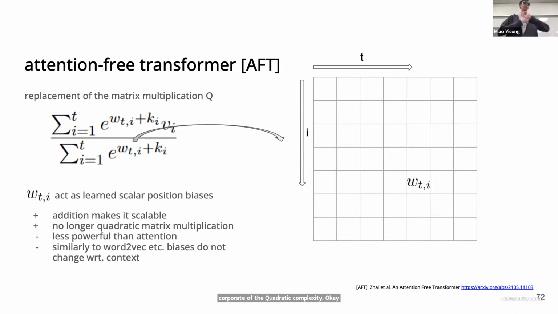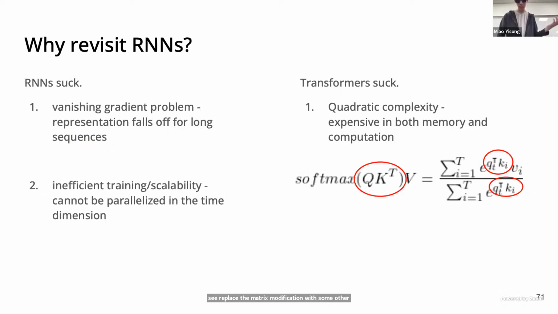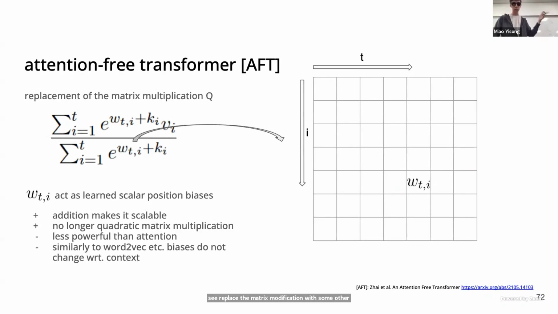Most linear attention papers that you will see replace the matrix multiplication with some other function. In this case, they replace the Q and K with a simple additive W, T i. So it's actually on the matrix on the left, your left. Wait, that's my left. Your right.